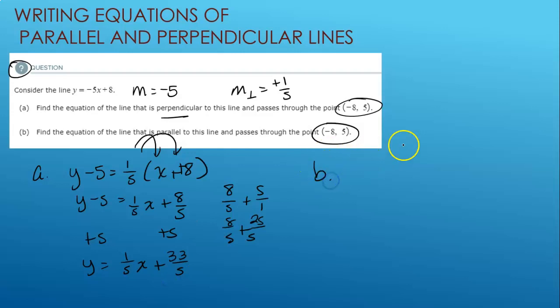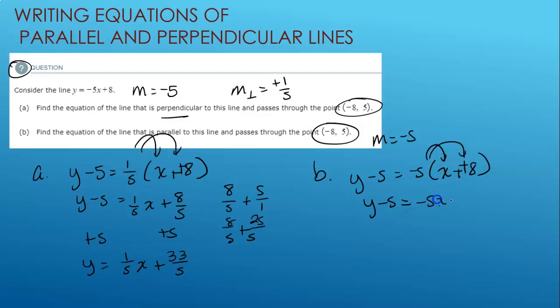For B, you want this to be parallel, so you use a slope of -5 and a point of -8, 5, so it's y minus 5 equals -5 times x minus -8. This stays the same. This one is keep, change, and distribute. So -5x minus 40. We add 5 to each side, and so y equals -5.